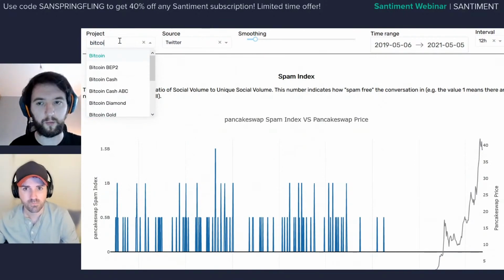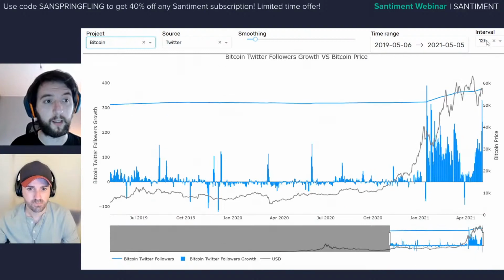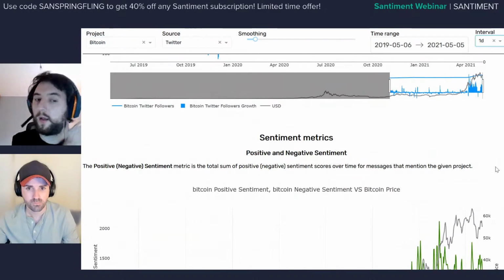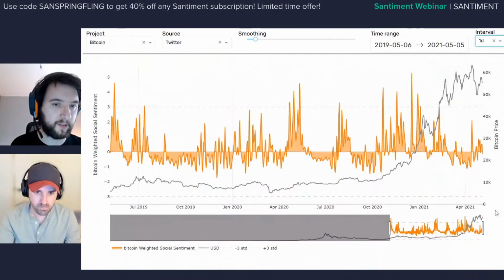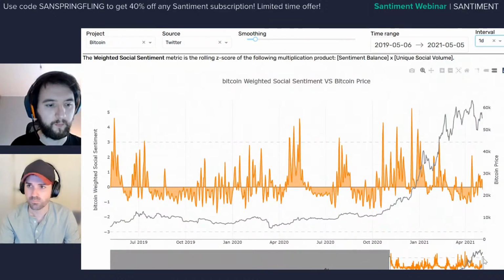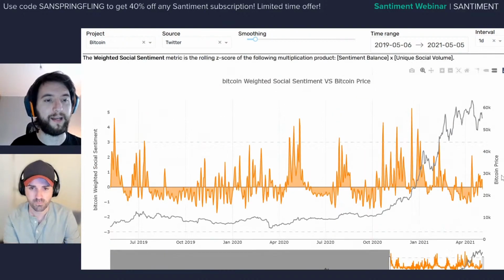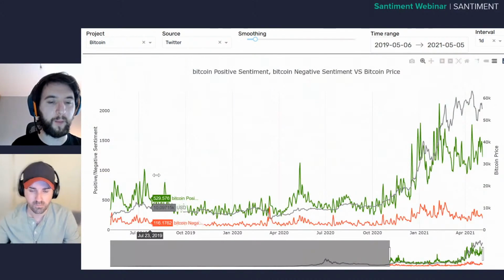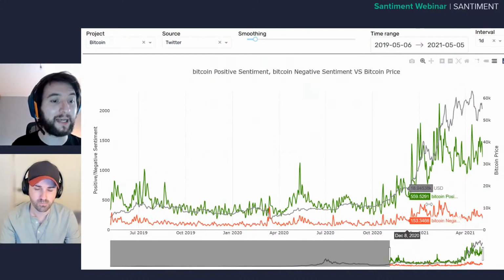So I'm going to start with Bitcoin, and let's take a daily interval. You scroll all the way down to the bottom to find this metric, because it's the metric that we most often use. This metric is called Bitcoin weighted social sentiment. Essentially, I can show you here, we have a chart that shows the positive mentions of Bitcoin and the negative mentions of Bitcoin.